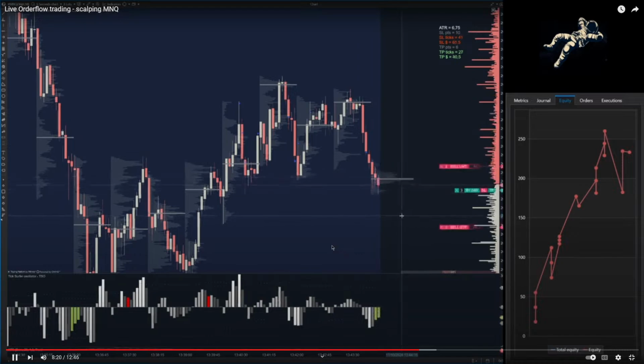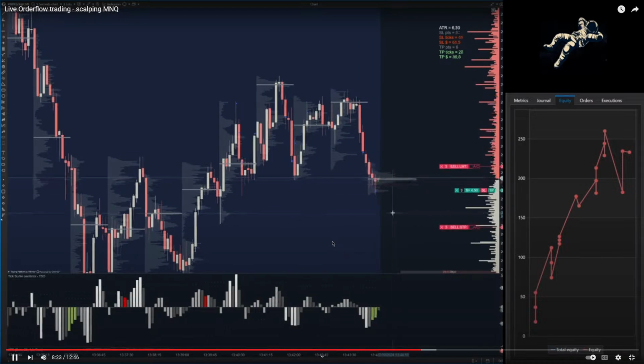Order filled. So there we got filled. Let's see what happens. Yeah, it pretty much immediately reverses. I mean, that was on the tick, so that was pretty beautiful. Now I see this area could probably be a point of interest for a sell.